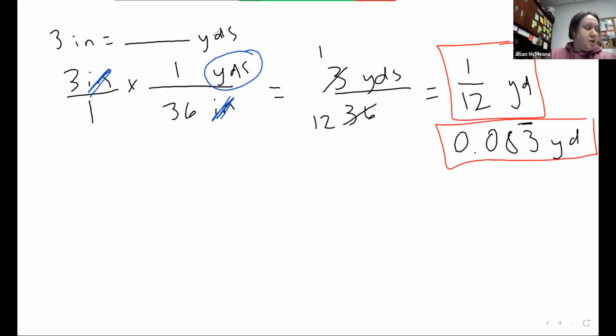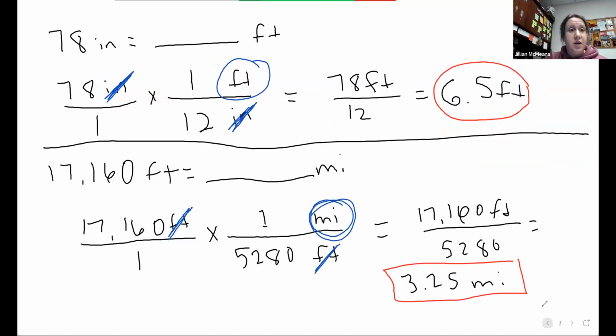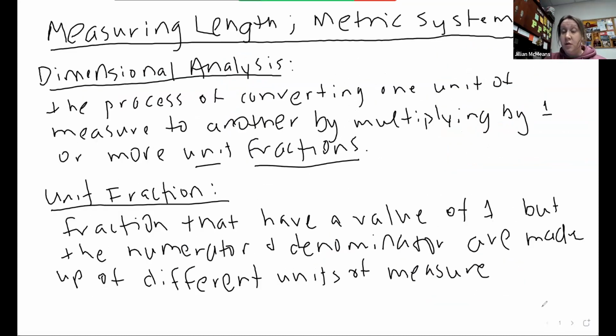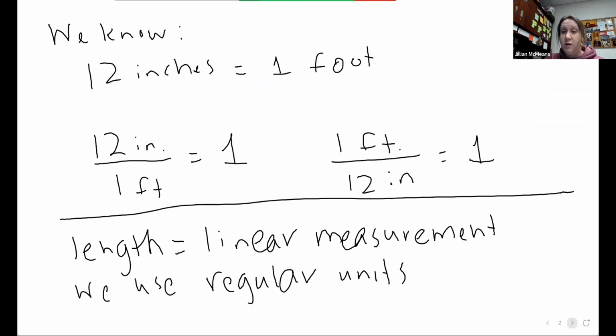All right, so that's a good overview of the English measurement system and how to convert. This again is specifically length. Remember, we're measuring length, and here in just a second, we're going to look at the metric system. But first, dimensional analysis is the process of converting one unit of measure to another unit of measure by multiplying by one or more unit fractions. Unit fractions are fractions that have a value of 1, but the numerator and denominator are made up of different units of measure. We looked at the example of 12 inches to 1 foot.